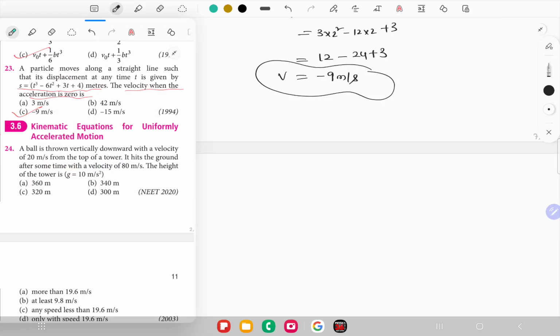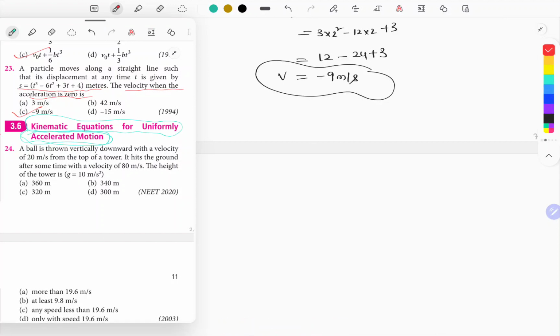Now we are getting into a very, very important concept, and this is the concept where students are confusing a lot. So let me try to give you clarity on this concept, that is kinematic equations. This concept includes motion under gravity numericals also. Kinematic equations for uniformly accelerated motion.